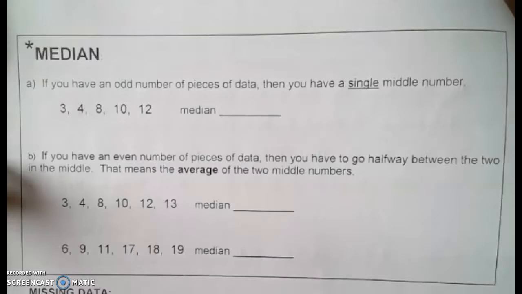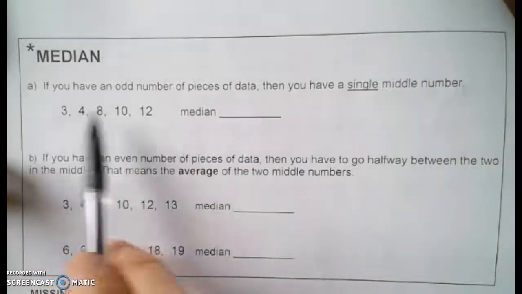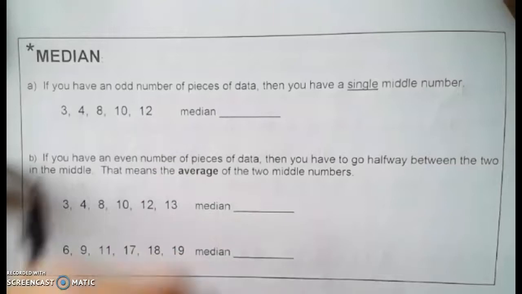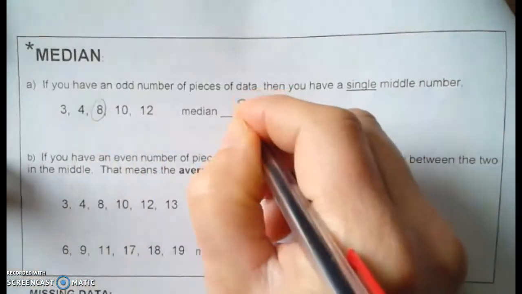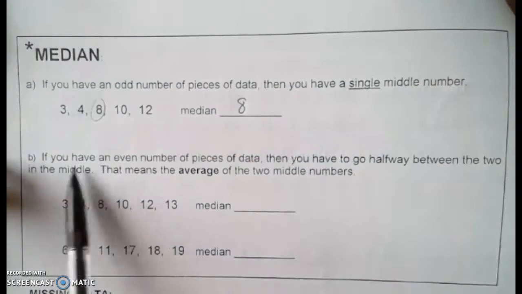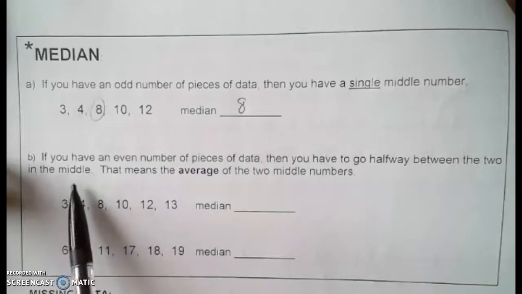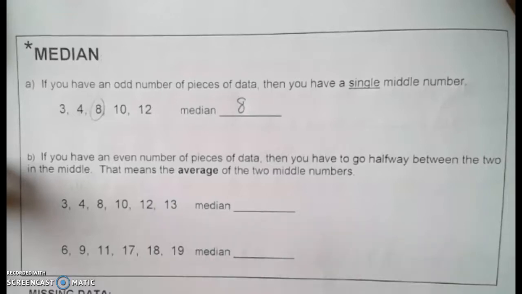With the median, remember that you're looking for the middle of the data. If you have an odd number of pieces of data, then there's only going to be one number that's in the middle. For example, I look at this list right here, 1, 2, 3, 4, 5 numbers. 5 is an odd number, which means only one number is going to show up in the middle. And in this case, I can clearly see that it's the 8. The median here is 8. But if you have an even number of pieces of data, then you're going to have to go halfway between the two numbers that are in the middle. Whenever you have an even set of data, two numbers are going to show up in the middle. When that happens, you have to average those two middle numbers.